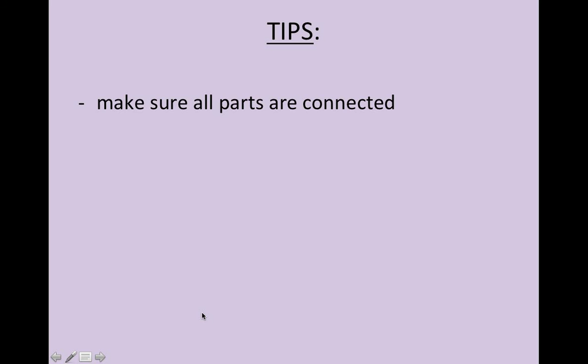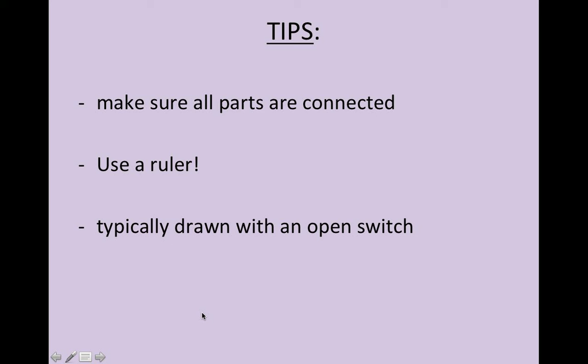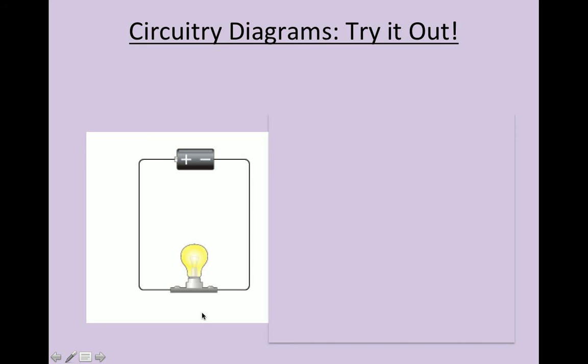So some tips. You want to make sure all parts are connected. You don't want to leave any openings with the exception of the switch. Use a ruler. I'll be looking for you to use a ruler on these. These should be straight edges. Typically drawn with an open switch. And it's all drawn as rectangles or squares. There's all right angles in these things. So I'm going to have you try this one in a minute.